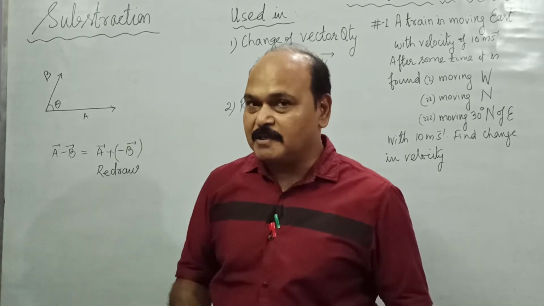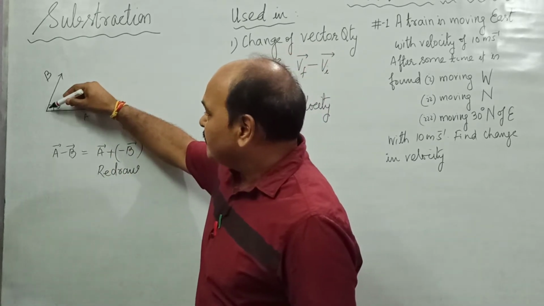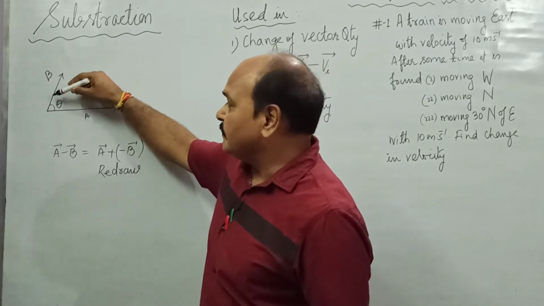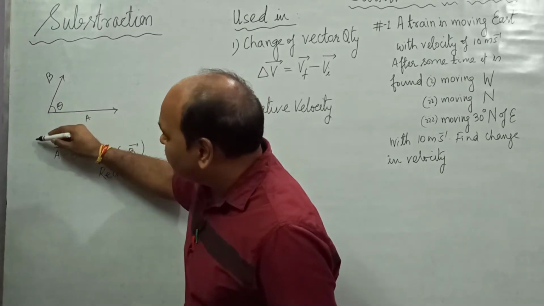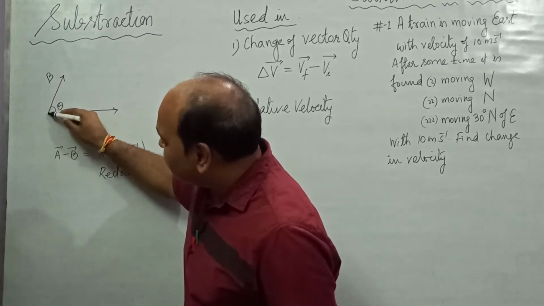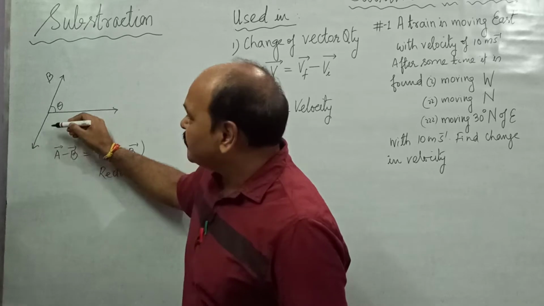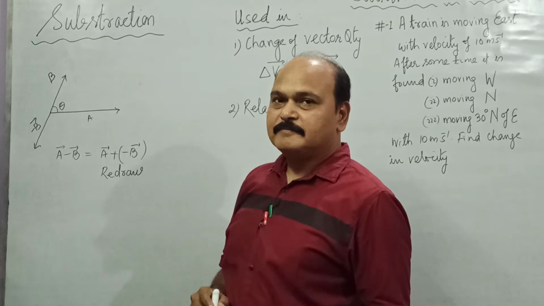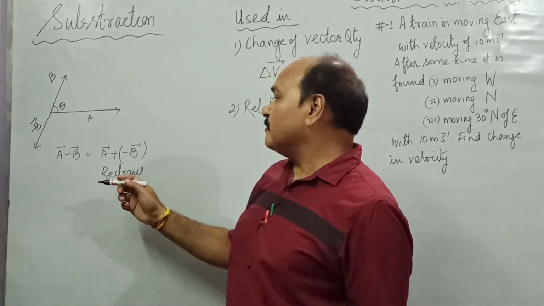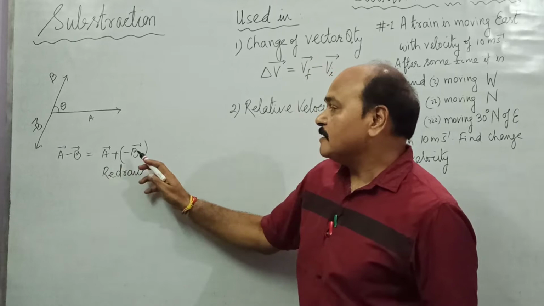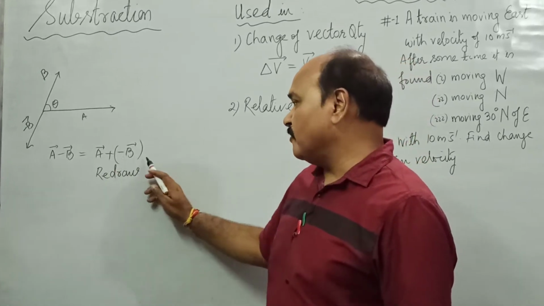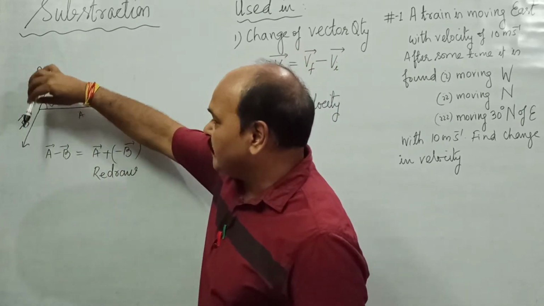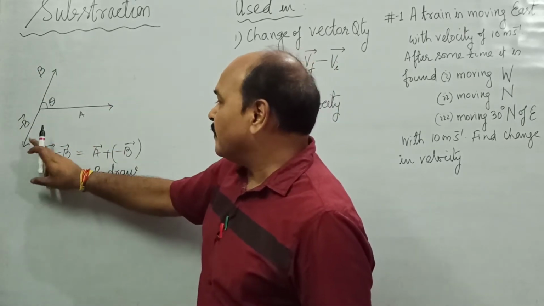And what is minus B vector? Minus B vector is a vector of the same magnitude but exactly opposite direction. If this is B, then this vector, which is of exactly the same magnitude but opposite direction, is going to be minus B vector. So we are finding out the sum of vector A with minus B vector. We have redrawn: A remains as it is, this is B, this is minus B, a vector of the same length but exactly opposite direction.